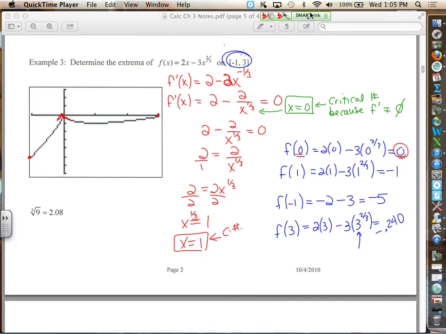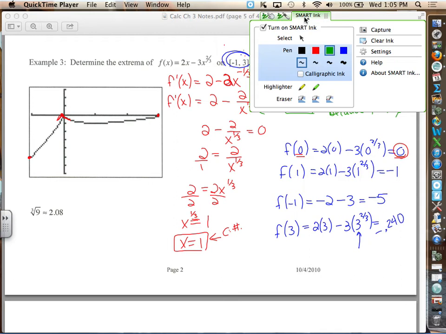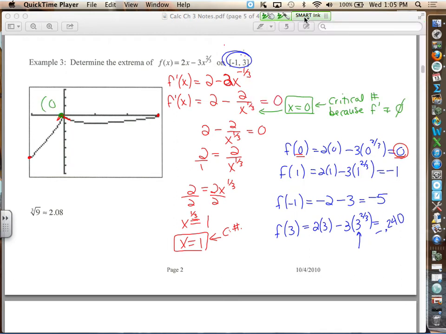So when x is 0, y is 0, that's going to be my maximum. We said this point over here also looked like a maximum, but if we look at that outcome when x is 3, my outcome is negative 0.240. It's actually just below the x-axis. So it's not quite as high up as this other point over here. And then my smallest outcome was this negative 5. So when x was negative 1, y was negative 5, that was my minimum. Okay?